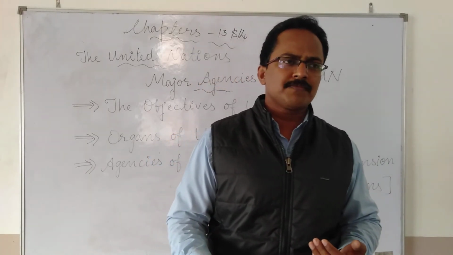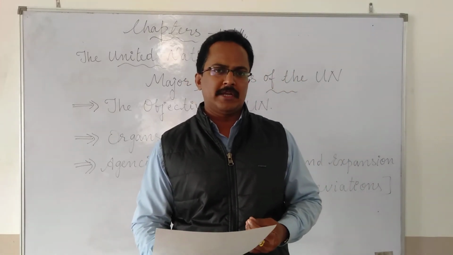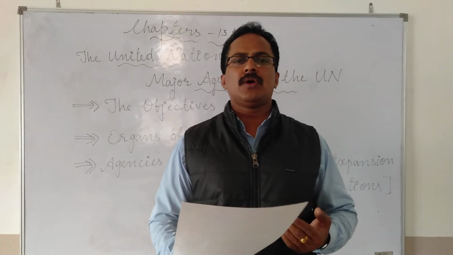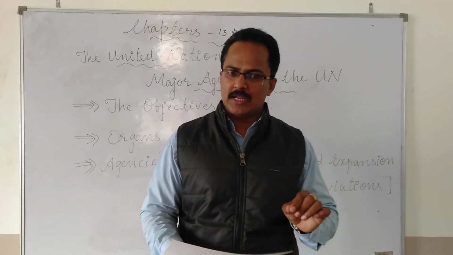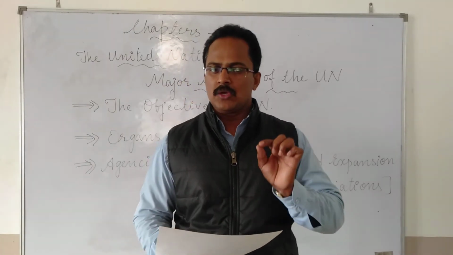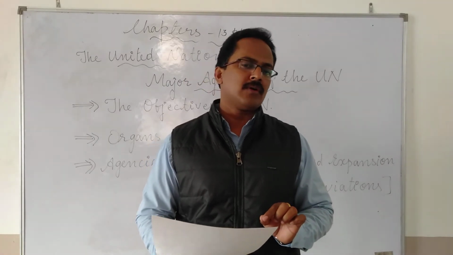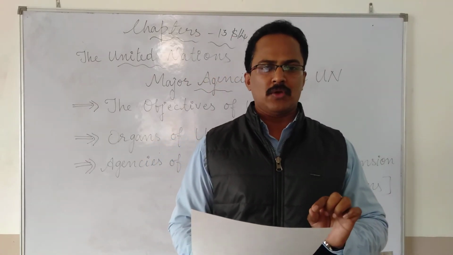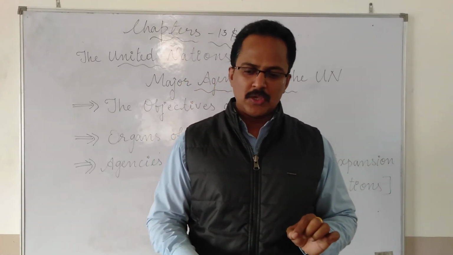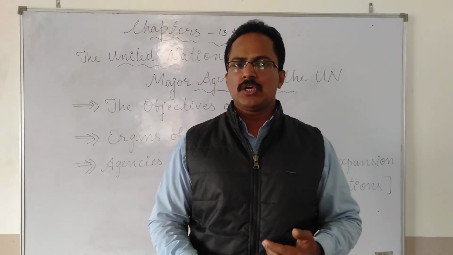The last topic is the major agencies of the United Nations. There are three major agencies of UN we have to study. No need to study about the composition and functions of the specialized agencies of UN. You must learn the full form of the abbreviations of the specialized agencies of UN. About three names you have to study. The first one is UNICEF, second one is WHO, and the third one is UNESCO.